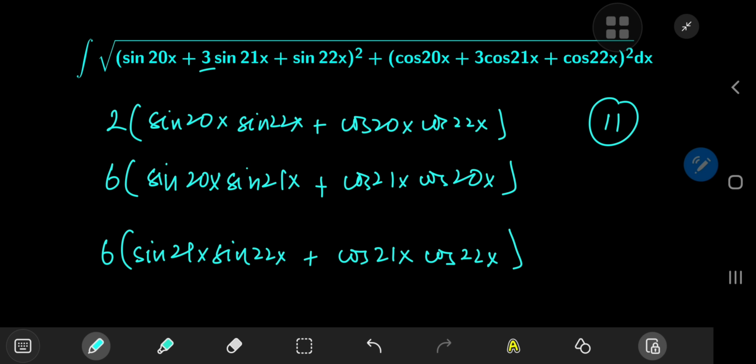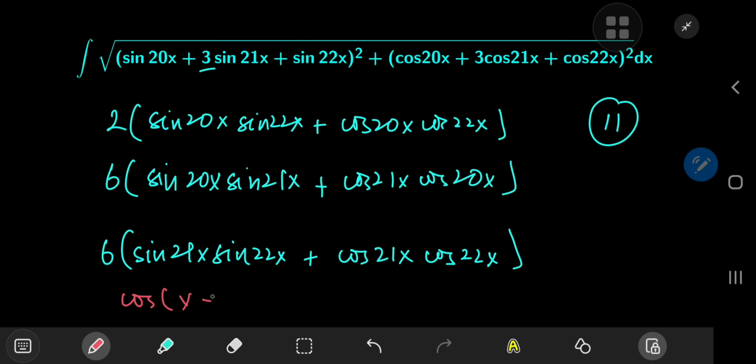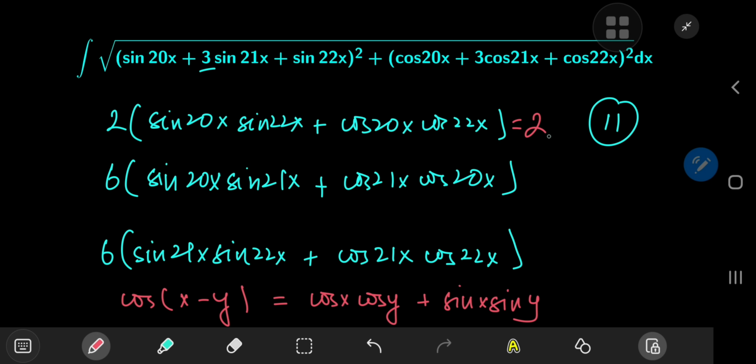Okay, and all of these expressions can be simplified using the addition of angles formula for the cosine function. So we know that cosine x minus y can be expanded as cosine x times cosine y plus sine x times sine y. So for the first expression, you get 2 times the cosine of 20 minus 22, which is negative 2x. But the cosine is an even function, so you don't have to care about the negative sign. So you have 2 times cosine 2x.